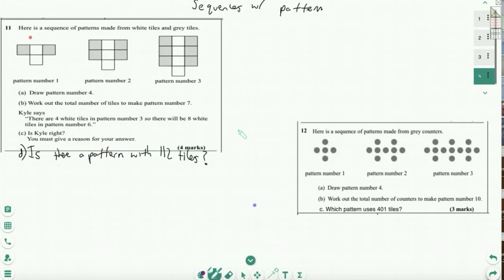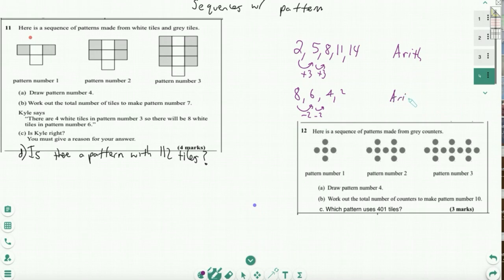Alright guys, before we start this page, I just want to let you know that all the sequences we've done so far are called arithmetic sequences. Arithmetic sequences are just sequences that go up by the same amount each time. So it's plus 3, plus 3, plus 3. This is called an arithmetic sequence. Here's another example of an arithmetic sequence. 8, 6, 4, 2. We're going down by 2, the same every time. This is called an arithmetic sequence.